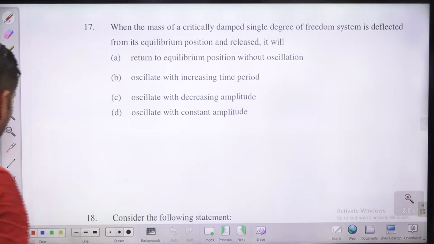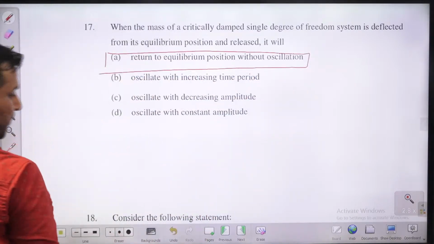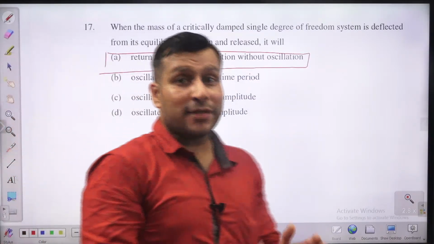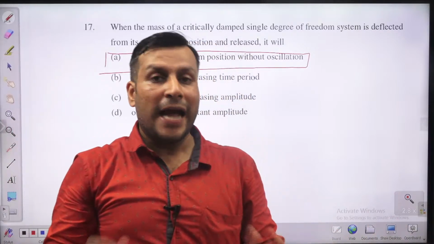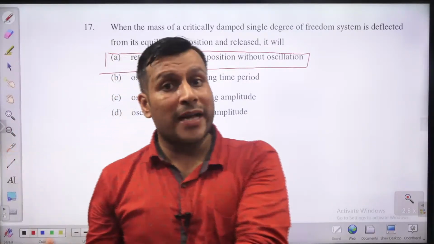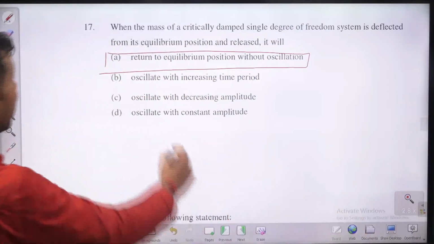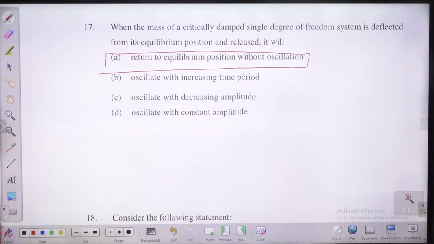The system will return to its equilibrium position without any oscillation. Guys, in case of critically damped, there will be no oscillation. But in case of under damped, there will be only oscillation. Under damped में oscillation आएगा, but in case of critically damped or over damped, there will be no oscillation. So it will return to its equilibrium position in the minimum time without any oscillation.